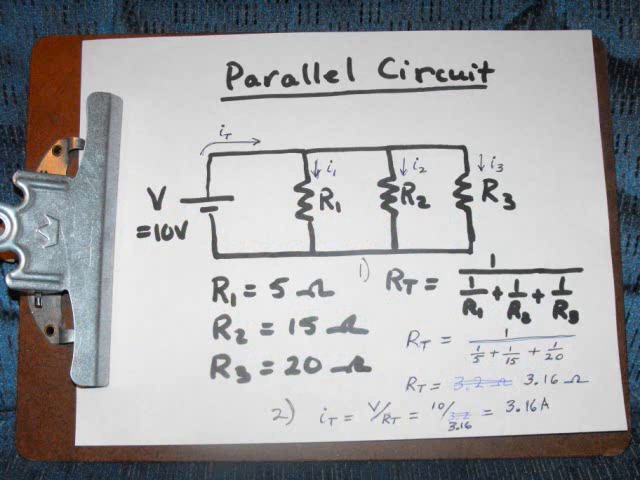Once you've come up with the total resistance, then you can work out the total current going through that circuit. Okay, now that total current again leaves the battery, comes back to the battery. Notice also that the total resistance is less than the least resistance.